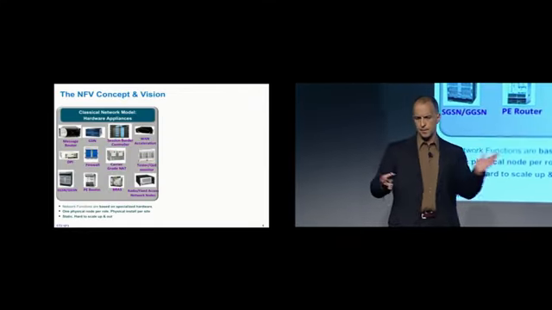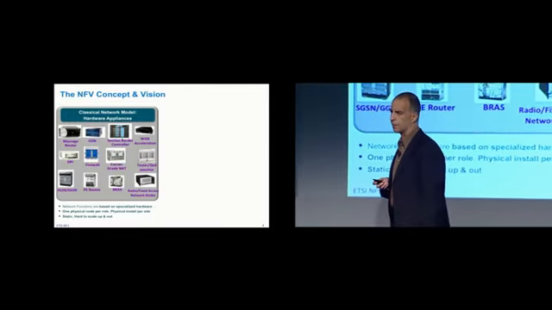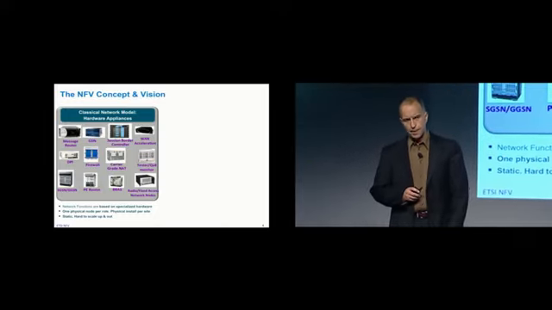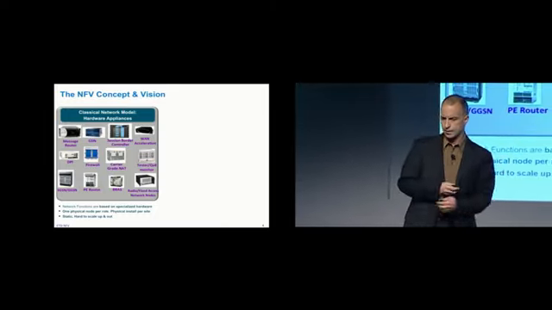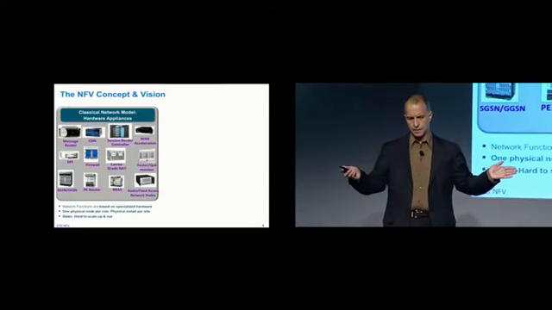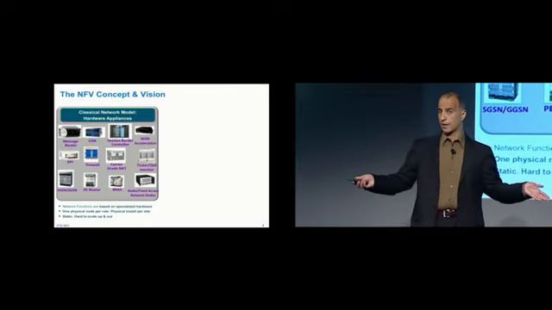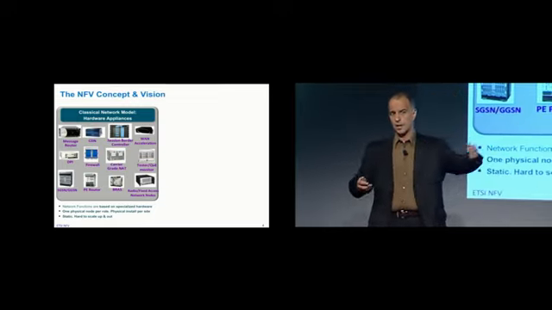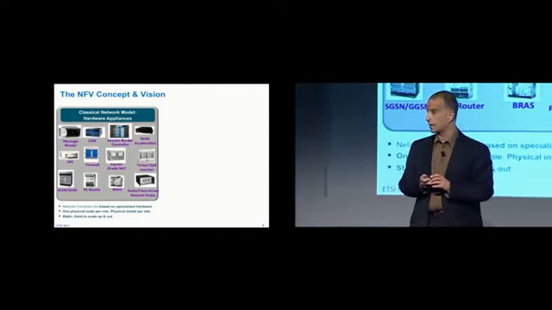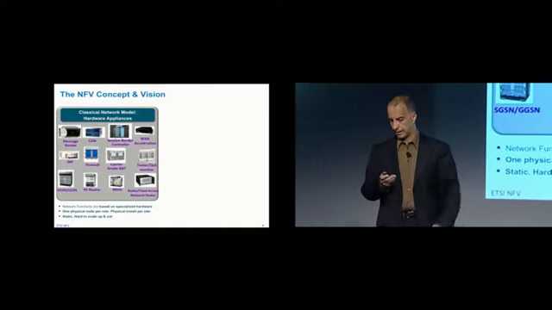Okay, so this is maybe a picture that most people are familiar with. What you see here is the classical network model today, in which you have a bunch of hardware appliances in your network that essentially do whatever you want them to do. They have a specific role, so there's one physical box per role. They require physical install, so you have to send someone out and deploy those boxes in your network. It's very static. It's very, very hard to move and to scale up and scale out as well.